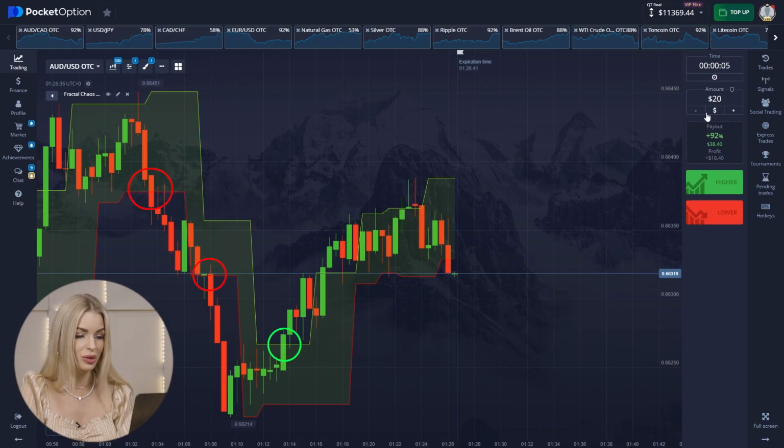Fractal chaos. It's a very simple and at the same time very profitable indicator. It simply filters out all small price fluctuations, leaving only significant chart changes. The entry point is when the chart breaks through a price channel.